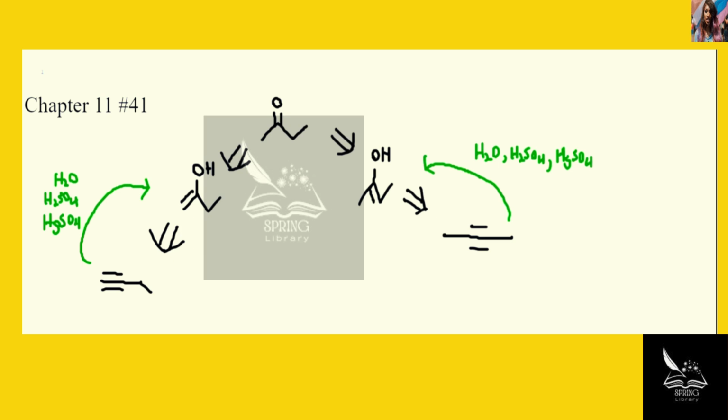So here are our 2 alkynes, and the green, again, was just double checking. And that's the answer to Chapter 11, problem number 41.